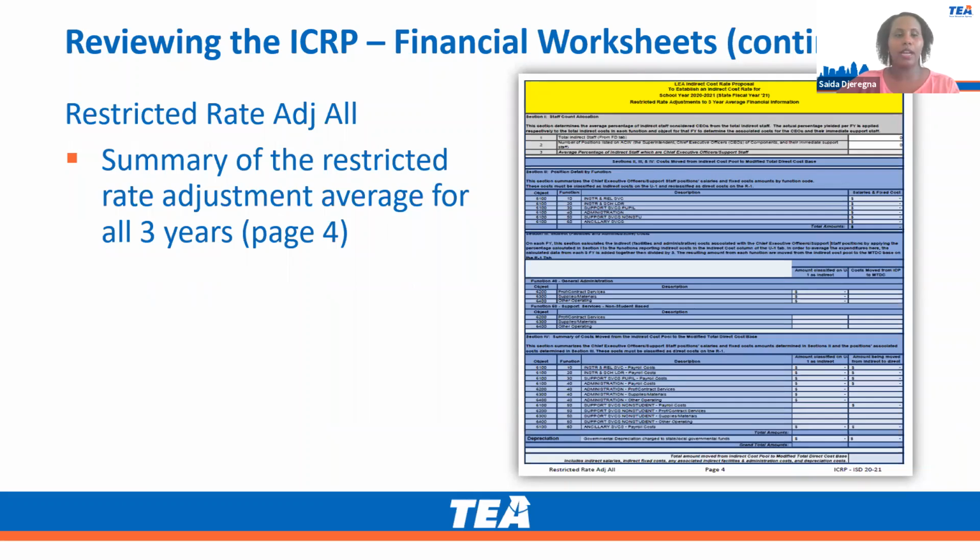The restricted rate adjustment all. This page will show the average for all 3 years of indirect cost rate adjustment. These are the costs that are moved from the indirect cost pool to the modified total direct costs.